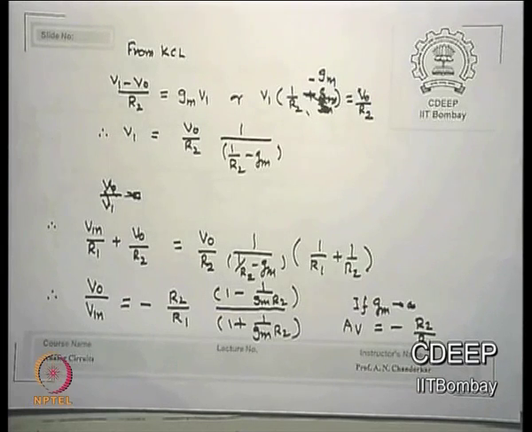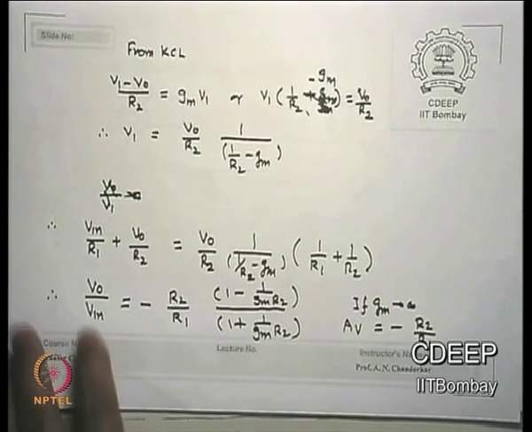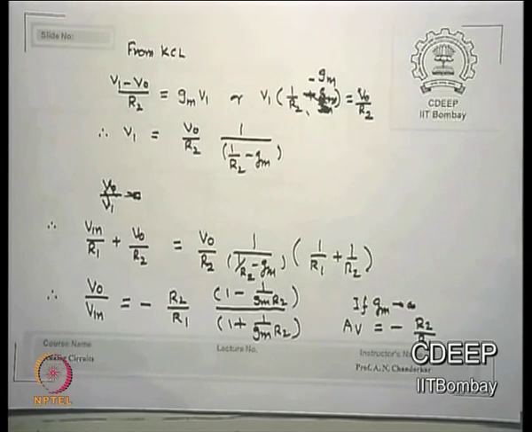So the condition under which this output voltage by input voltage is minus R2 by R1 only exists if AOL is very, very high. And what is the AOL I said you typically of an op-amp stage? 10 to power 5. Is that correct? 10 to power 5. Since the AOL is very, very high, we can then assume that the output voltage is just minus R2 by R1 times the input voltage.